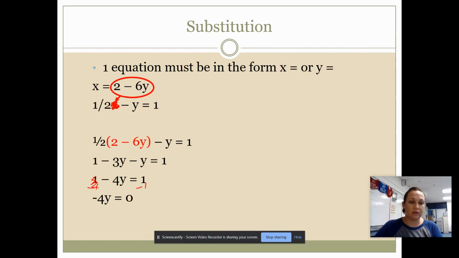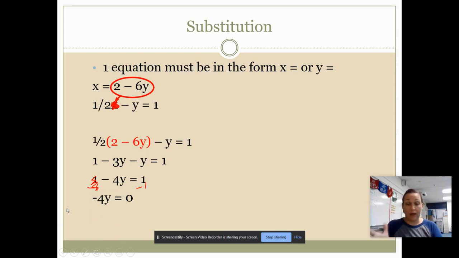Now these ones cancel. On the right-hand side, 1 minus 1, I know that they do cancel, but since there's nothing else on that side of the equal sign, you do have to write a number there. And so I wrote the number 0. 1 minus 1 is the number 0.